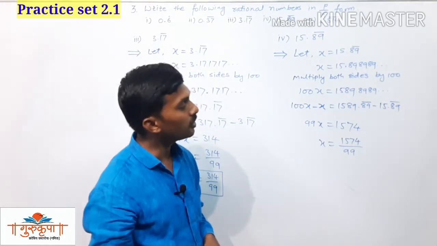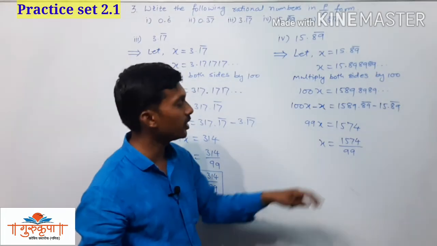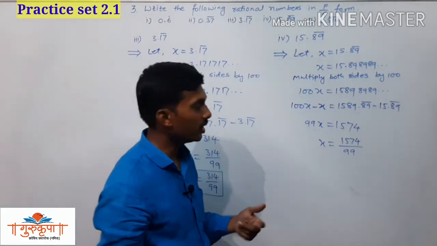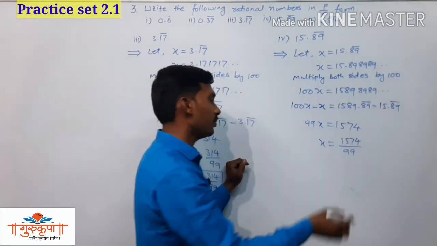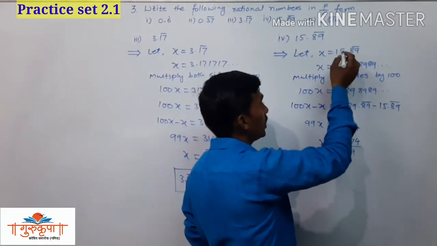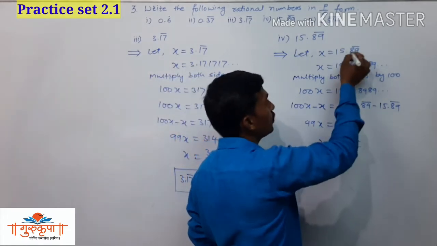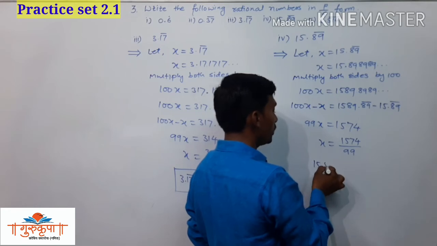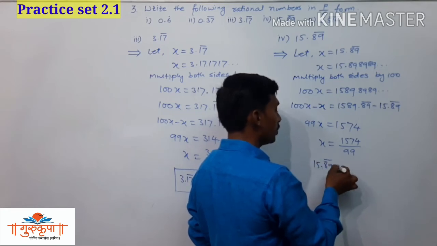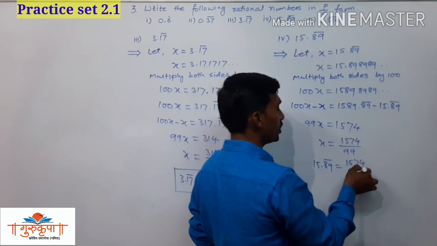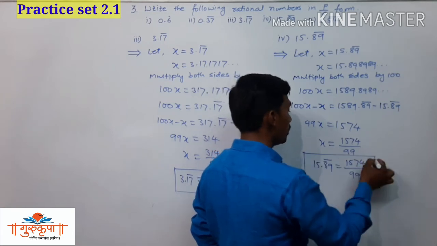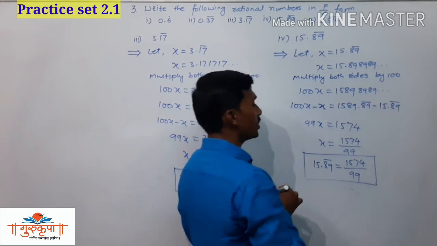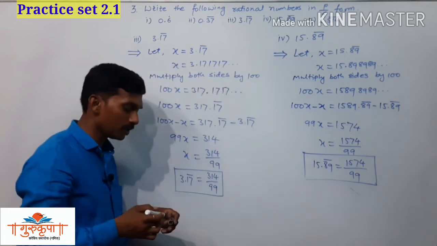By using the divisibility test, we can easily understand whether it is divisible by 3 or 9, and since it is not divisible by any number, we can write the final answer as, in place of x we put 15 point recurring 89, that is equal to 1574 upon 99. This is the final answer. This is all about example number 4.